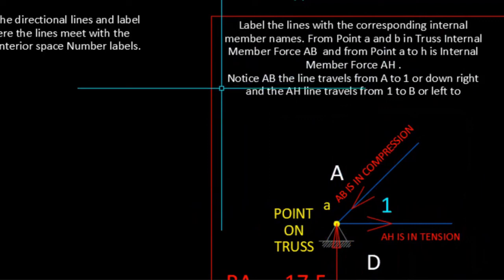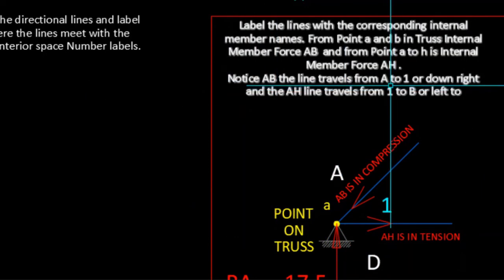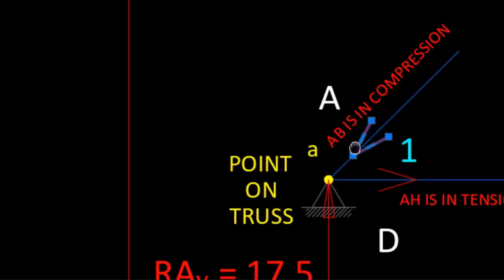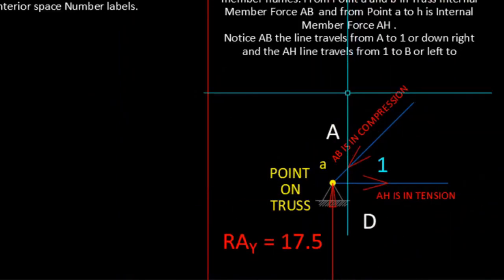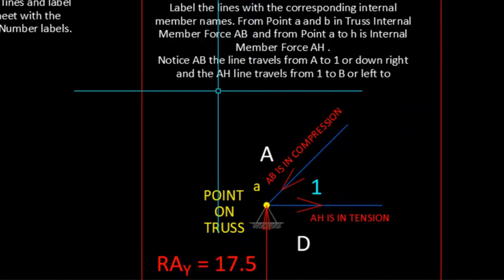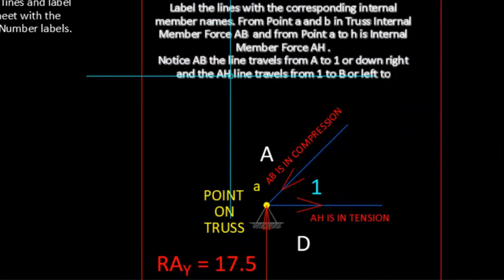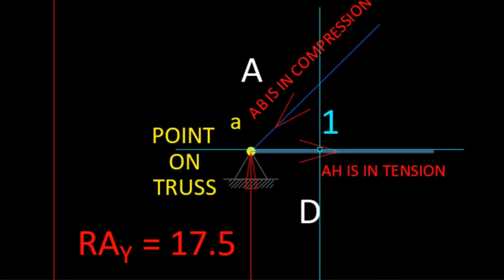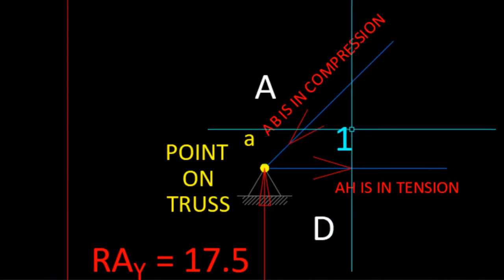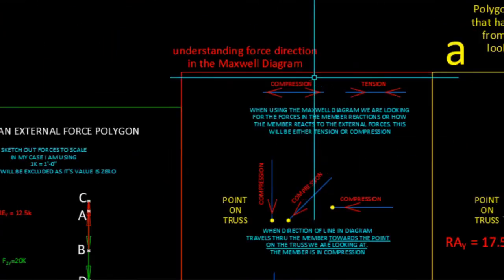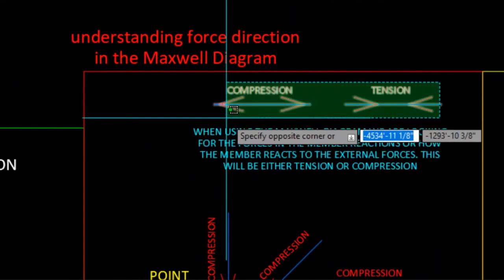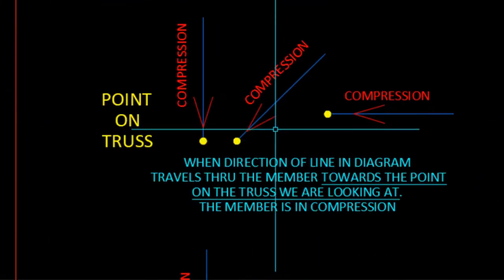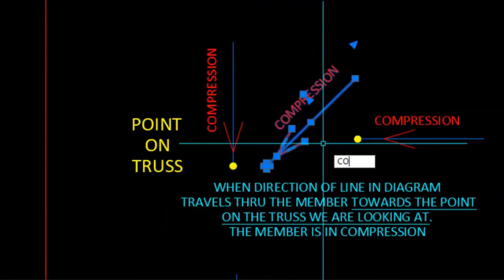Here we notice that line AB traveled from space A to space 1 in a down-right direction. So we copy that direction towards the point, down-right direction, and in member AH, the line traveled from 1 to B, or left. So again, we copy that direction over. So looking at our go-bys here, I'm going to go ahead and copy the direction so you can see what I mean.